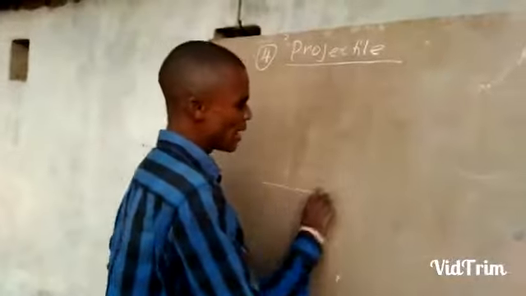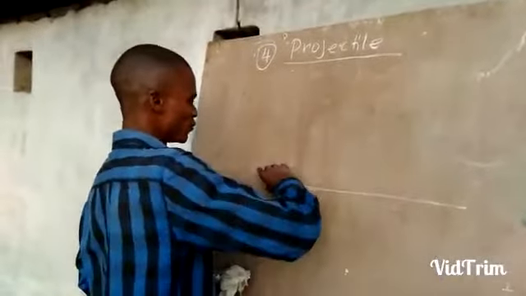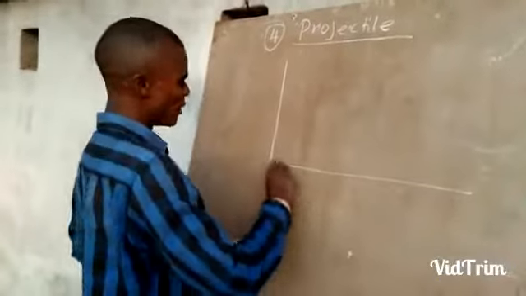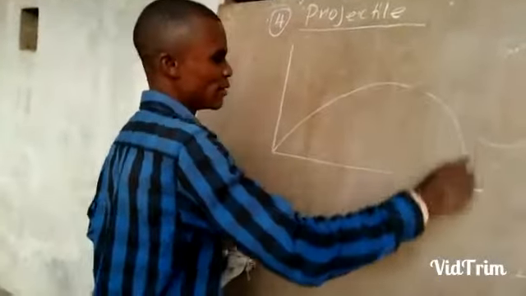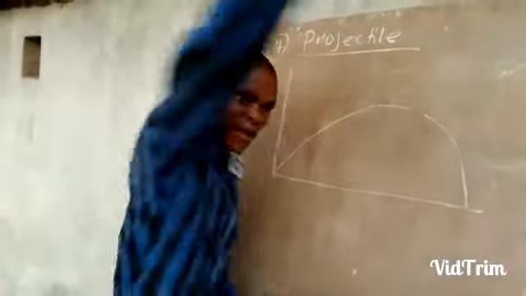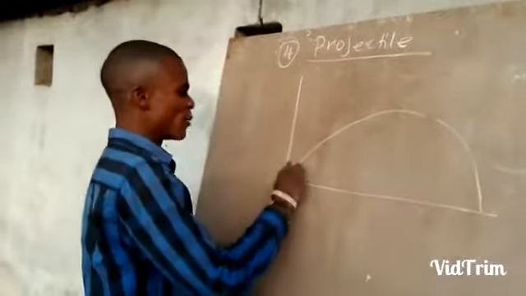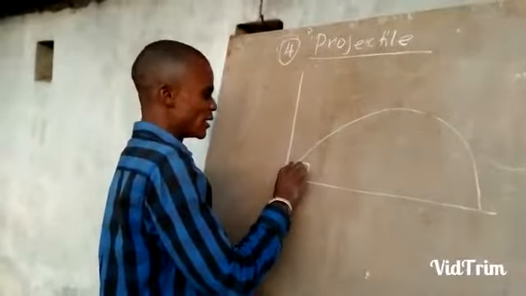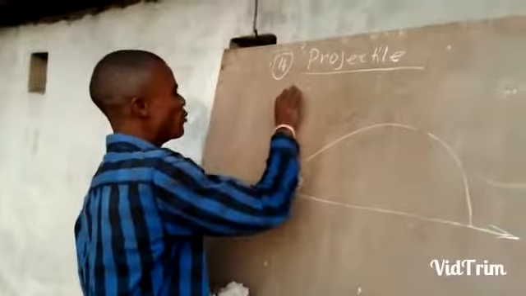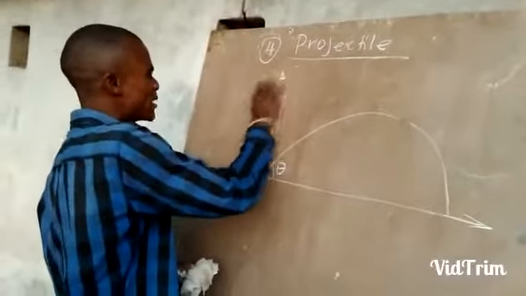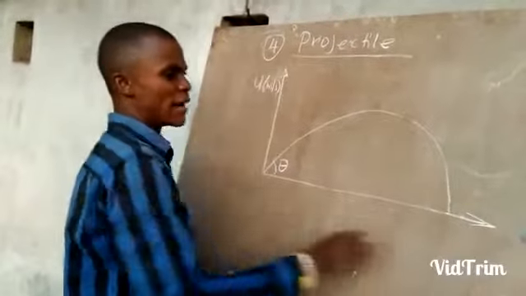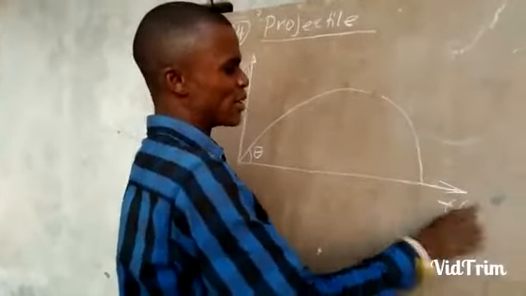We say the object is thrown from a particular surface or from the ground at an angle here. You now send the object this way. You are not sending it vertically, you are sending it this way. That is why you are seeing the curve, and the object is moving at an angle theta. Now there are two axes here. The one at this point we call the initial velocity axis. That is the initial velocity and the unit is meter per second. And this axis becomes the time axis, which is in seconds.